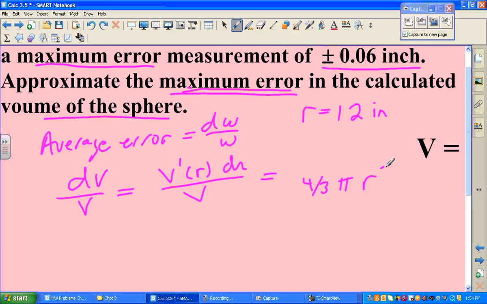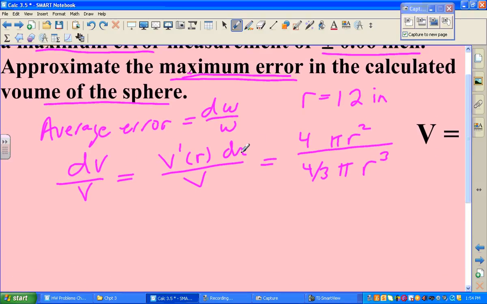4/3 pi r cubed. What's the derivative of V with respect to r if you have 4/3 pi r cubed? How do you take the derivative of that? You take the 3 out in front and multiply it. So you have 4 pi r squared. And then this dr has to be in there because that's your equation, dr. Nice. I'm almost ready for some numbers, I think.